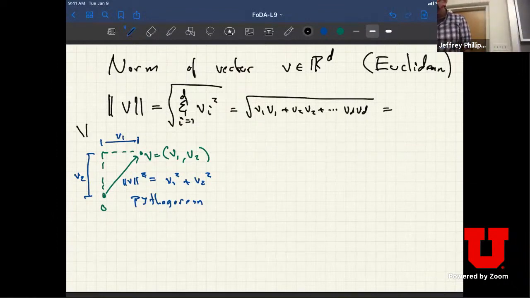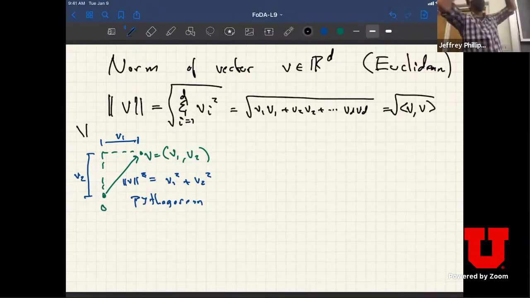And in fact, this is just the square root of the inner product of V with itself. If you remember what the inner product was, I take all of the terms from the two vectors of the same length, I multiply each term pairwise together, and I add them all up. Well, that's exactly what I'm doing here, but just with the vector itself. So again, this inner product is showing up here in the definition of this norm.